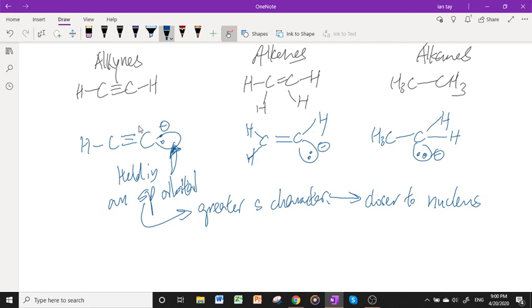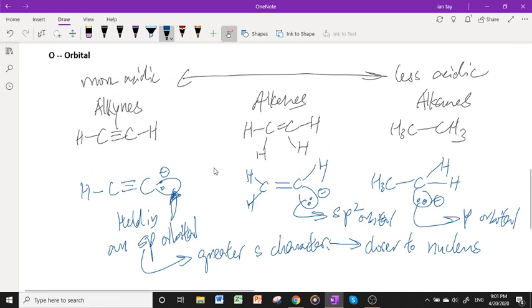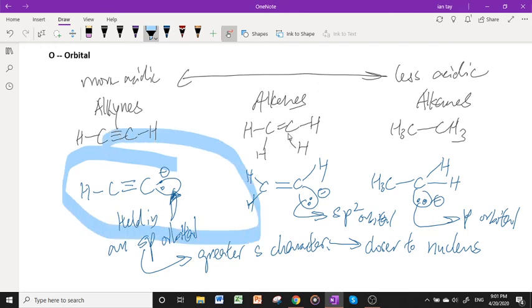Now let us take a look at the alkene. It is held in an sp2 orbital, greater p character, less stable. And for this one, actually, normally this kind of carbanion rearranges to form a planar configuration such that the negative charge is held in a p orbital, which is even less stable. So there we have it. This explains why alkynes are more acidic, because their conjugate base is the most stable by orbital effect.